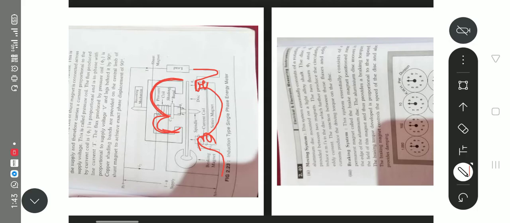Here the M shape magnet is there, no? That is called the shunt magnet. This shunt magnet is connected to the pressure coil. This winding is there in the central limb. This winding is called the pressure coil or voltage coil. This pressure coil is connected to the supply.